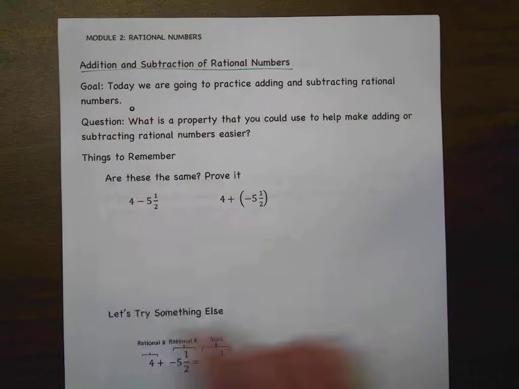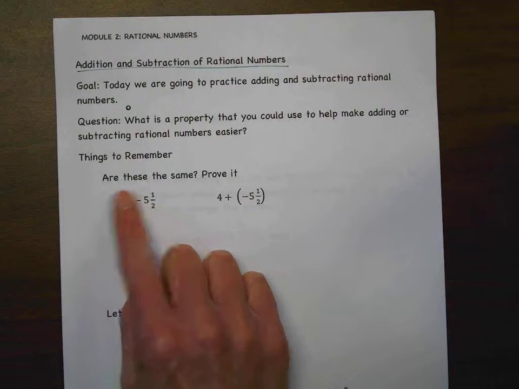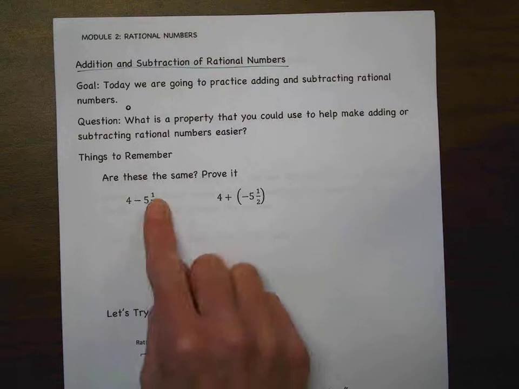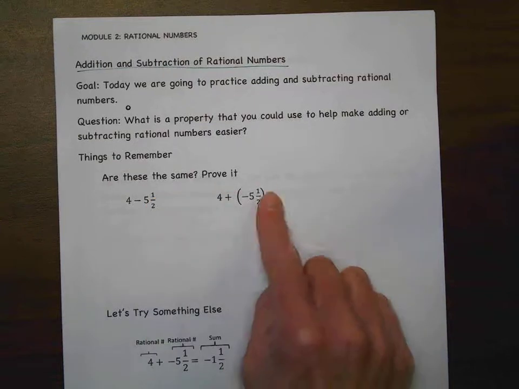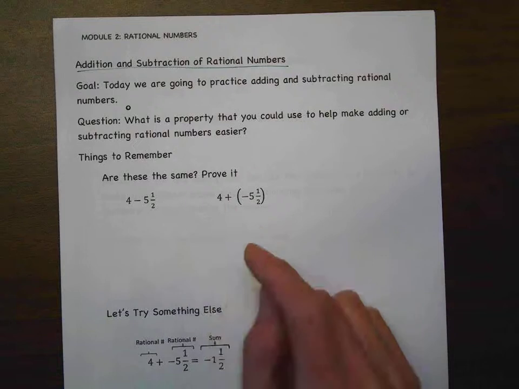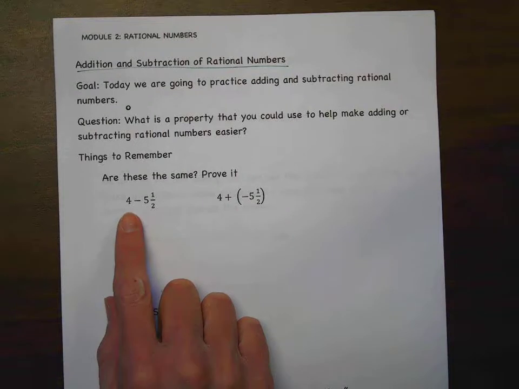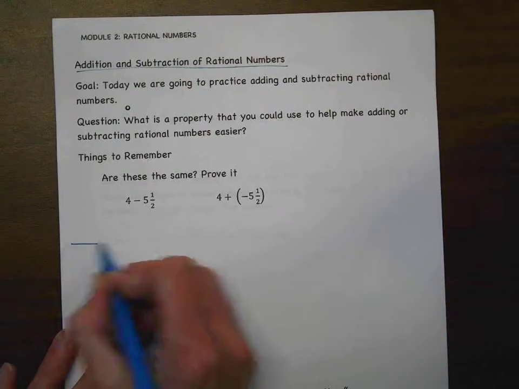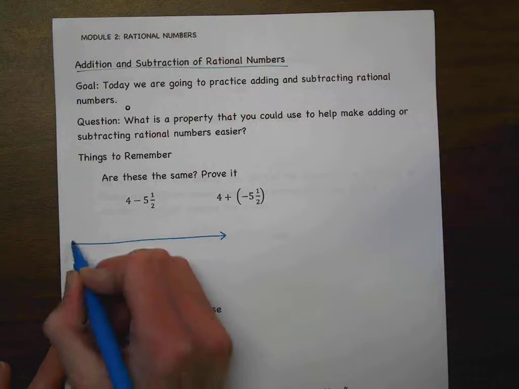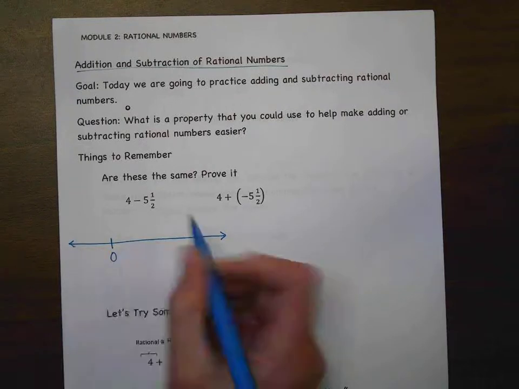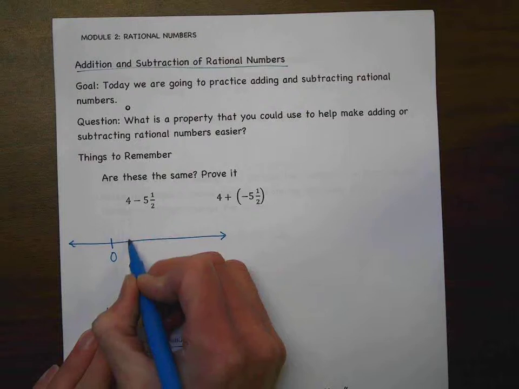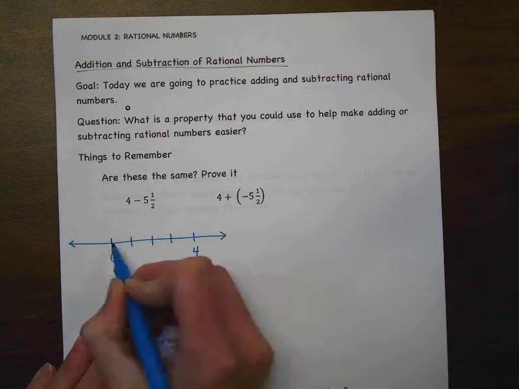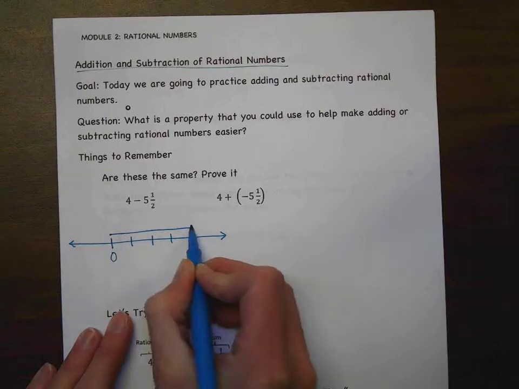And so what I would like you to know is, let's think back, are these the same? Prove it. So it's asking, is this expression the same as this expression? And we're supposed to prove it. So one thing that it says is you have 4 and then you're taking away 5.5. If we remember, we can use the number line to help us with this, right? Let's say 0 is right here, and we always start at 0, and the first number that we're supposed to have is 4. So 1, 2, 3, 4. So here's 4 on the number line. Here's my arrow. Go up to 4.